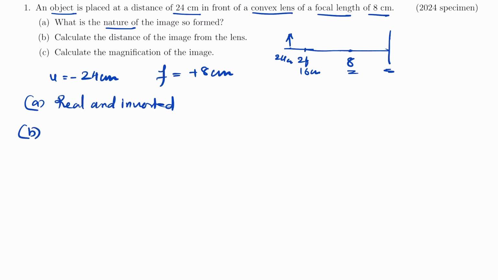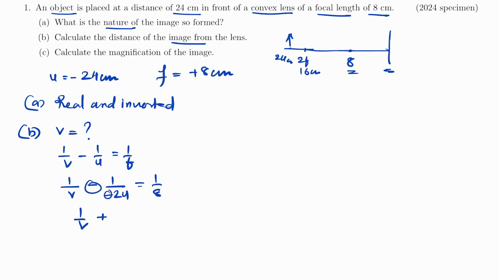Now B, you have to find the distance of the image. That is v, we have to find v. So we can use the lens formula 1 by v minus 1 by u is equal to 1 by f. So 1 by v minus 1 by minus 24 is equal to 1 by 8. So 1 by v minus minus will become plus 1 by 24, equal to 1 by 8. So 1 by v is equal to 1 by 8 minus 1 by 24.